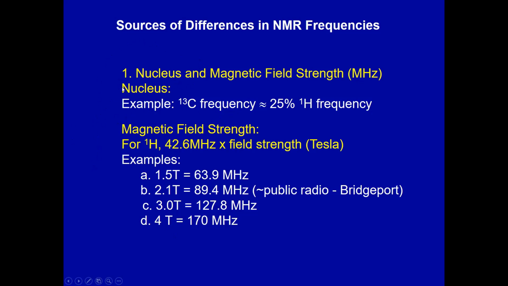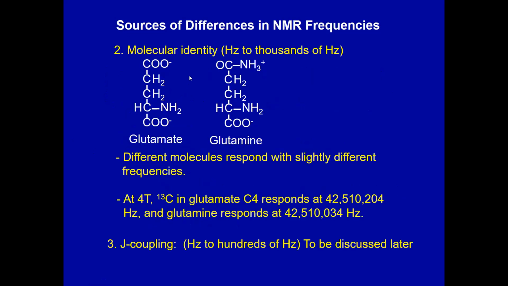The biggest influence on the resonance frequency, on the frequency of precession, is the nuclear identity and the magnetic field strength. Now, when we get into NMR spectroscopy, what allows us to do this, what really makes the NMR so powerful, is that the molecular identity also has an effect.